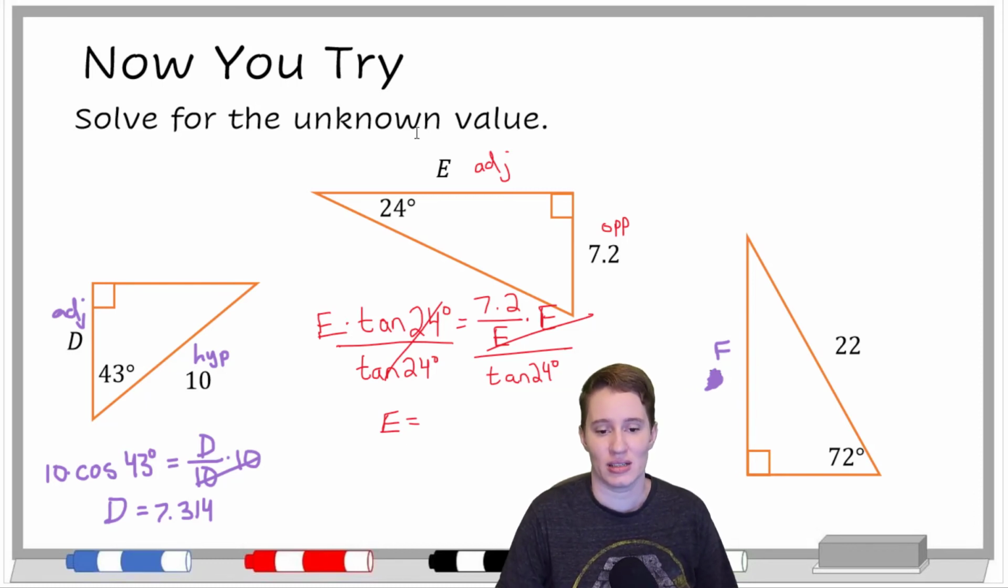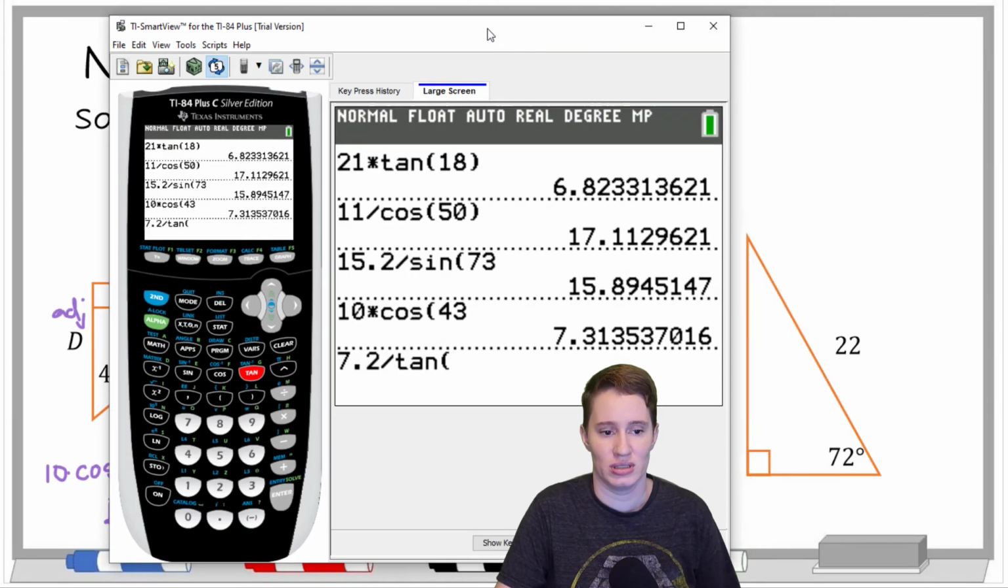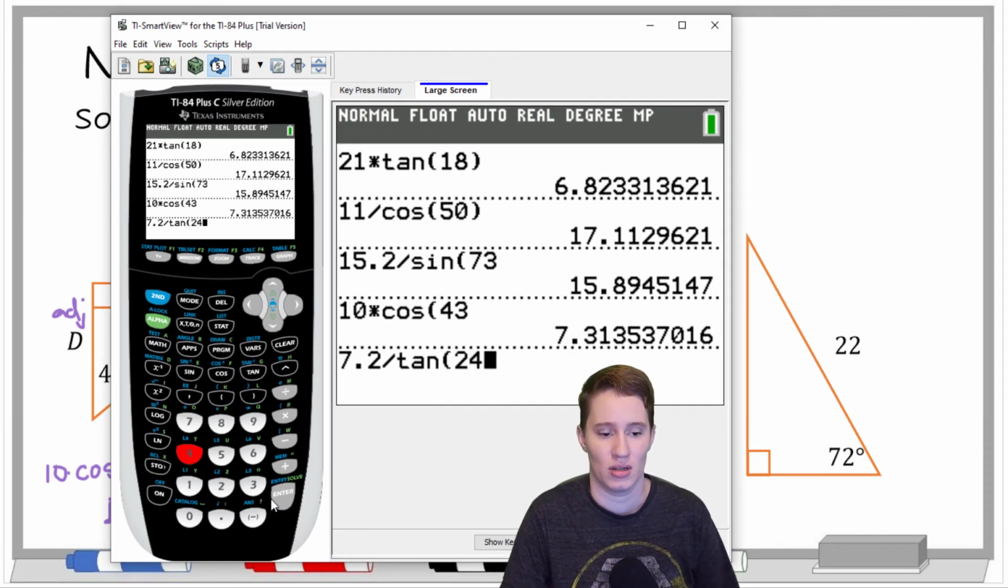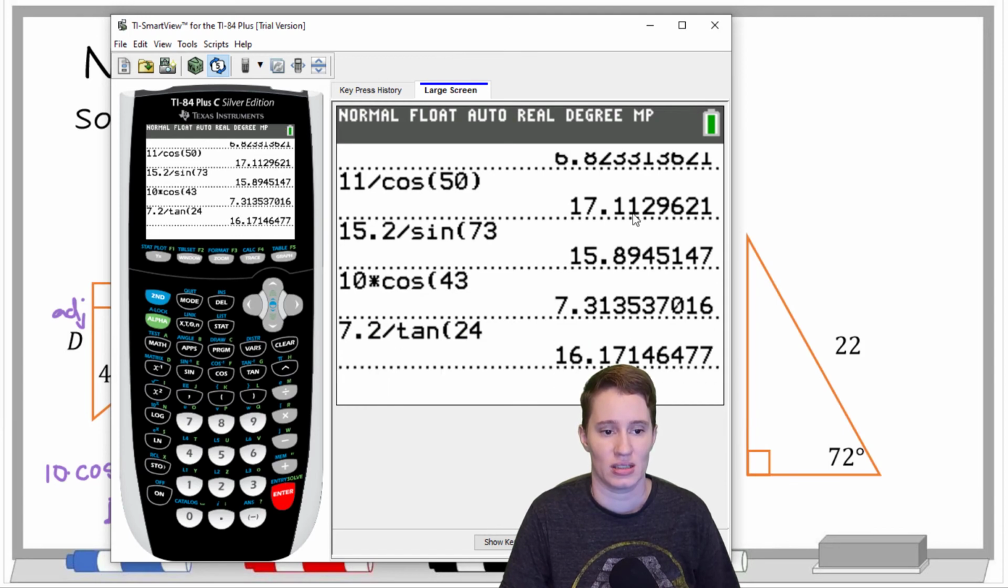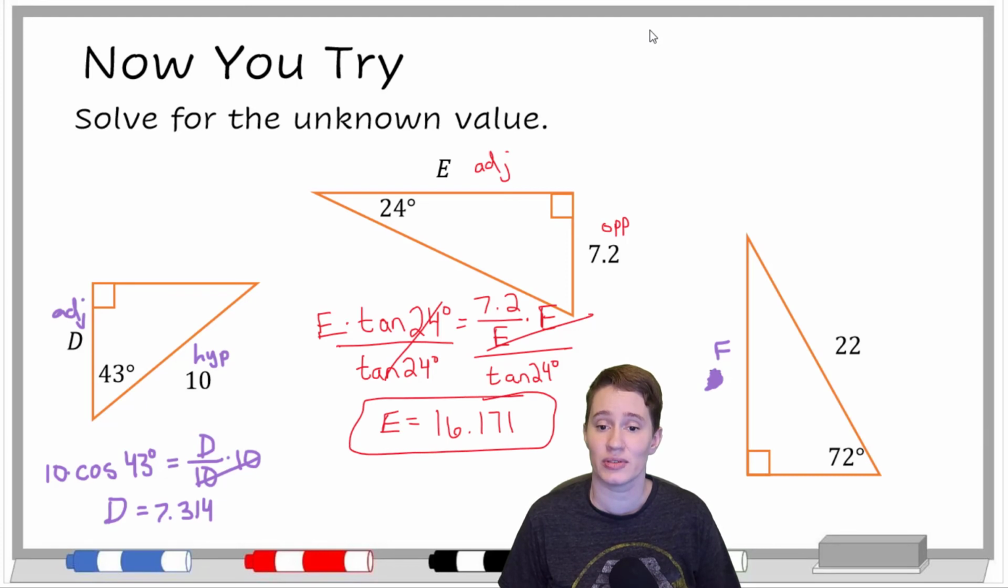7.2 divided by tangent of 24. 7.2 divided by tangent of, what was it, 24? Okay, 16.171. If you got stuck on the second one, now's your chance to see if you've learned something. Try to pause the video and do the third one here.